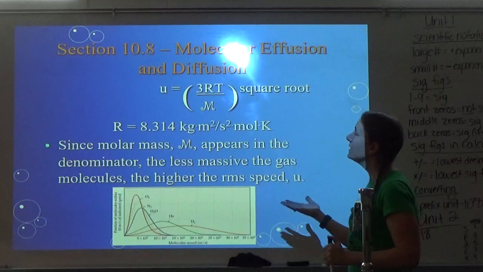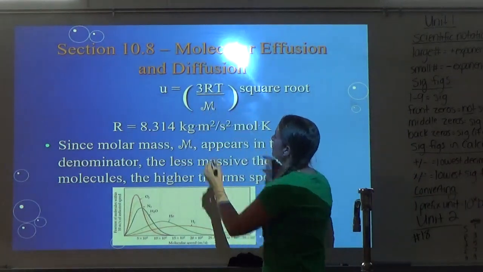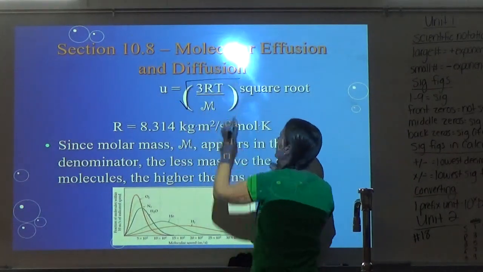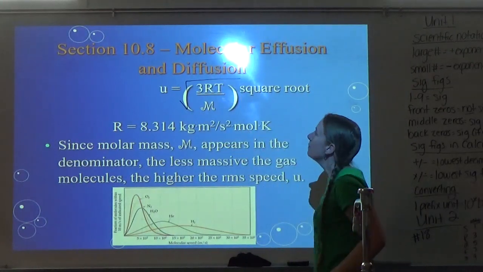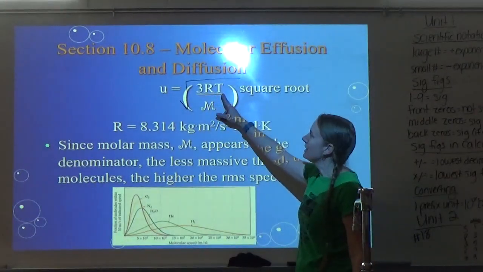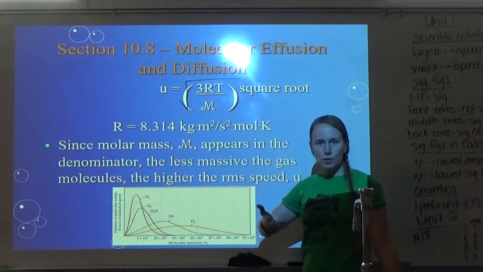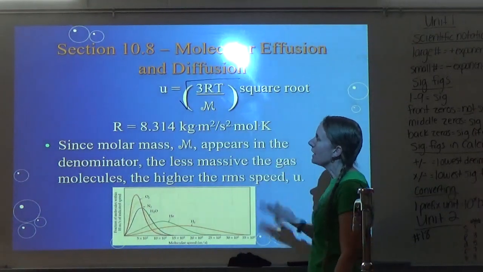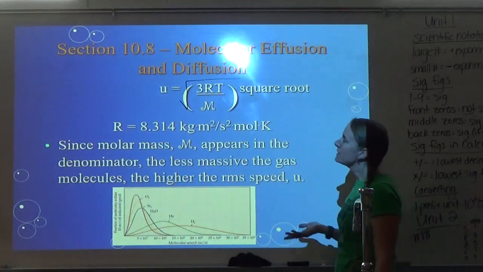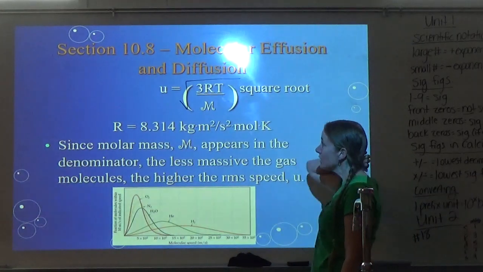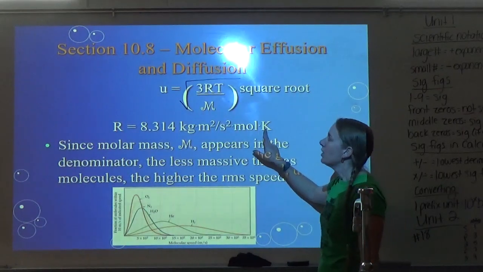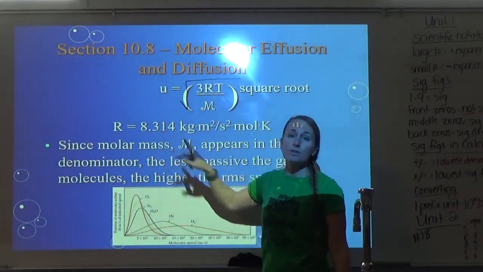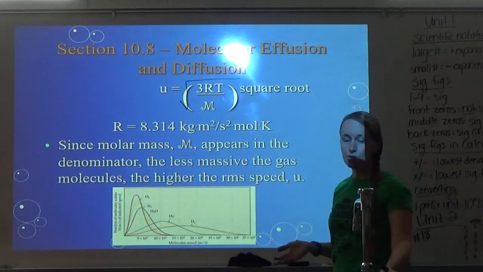Our formula is u equals, and this is supposed to be a giant square root. I just put it in parentheses and wrote square root, or you could raise it to the half. It's 3 times R times T divided by our molar mass. R is 8.31 kilograms times meters squared per second squared times mole times Kelvin. So a lot of stuff happening here. Notice which R value we're using. We're not using the 0.0821.